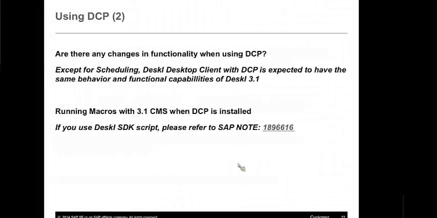So is there any change in functionality when I use the DCP? Basically the answer is no, except for scheduling. All reports pulled into DESKI using DCP have the full functionality of Desktop Intelligence. If you run macros with XI 3.1 in the CMS, you will not be able to run them on the server side anymore, but you have to run them on the client side. And for that we have an SAP note, 1896616, telling you how you can use the DESKI SDK further on.